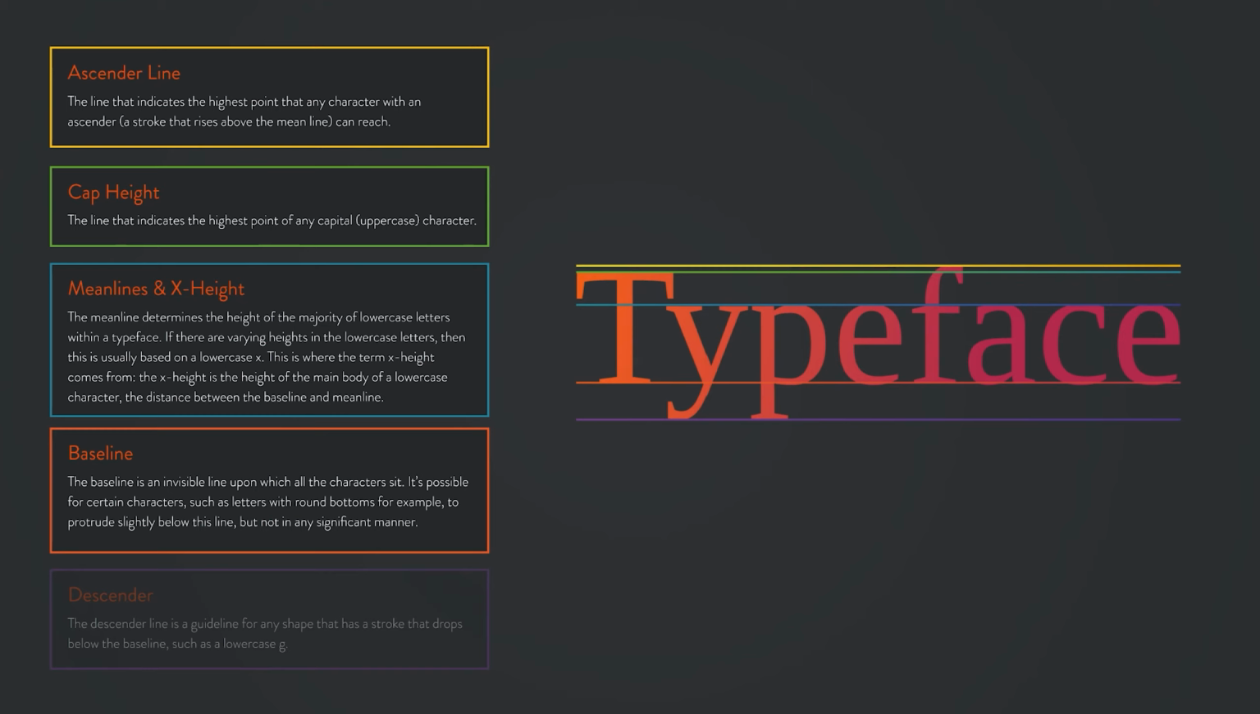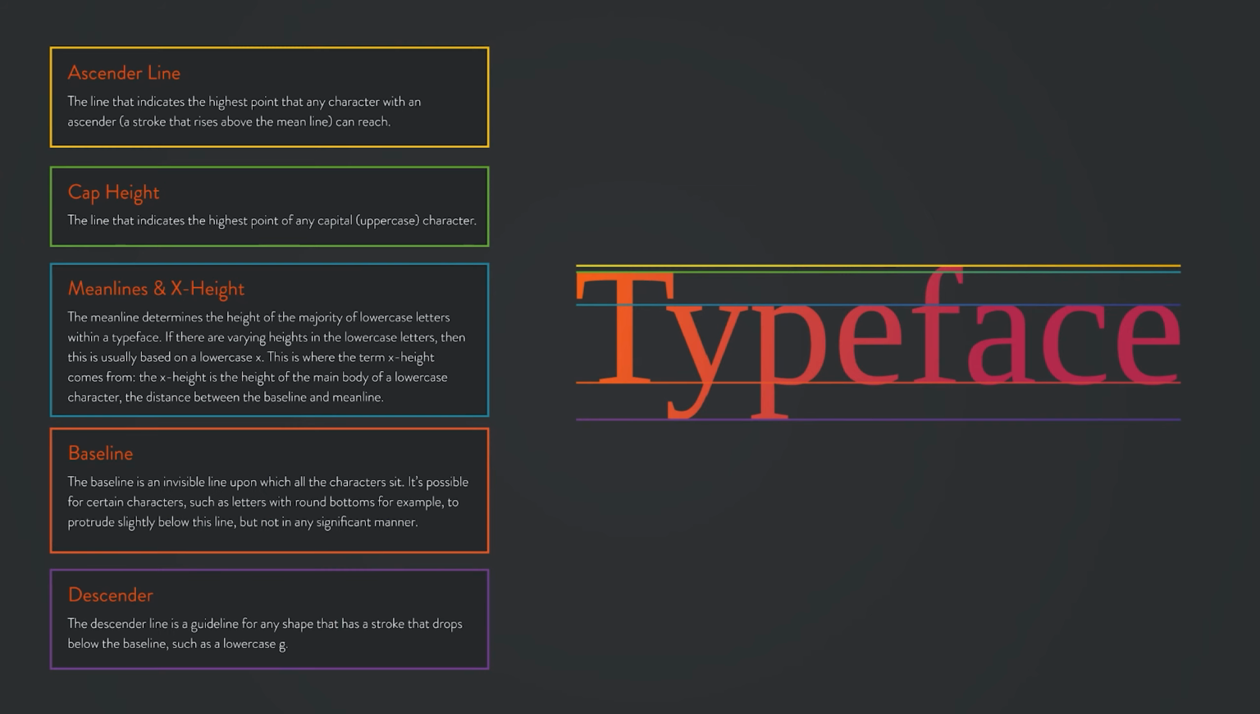Baseline then is the invisible line upon which all characters sit. So this orange line here dictates everything that the characters are sitting on. Yeah. Every single character will rest on it. Some letters with round bottoms protrude slightly, in the same way that with round tops, they might protrude slightly above the mean line, but not in any significant manner. If it does, then they are not sitting on the baseline, and that is bad.